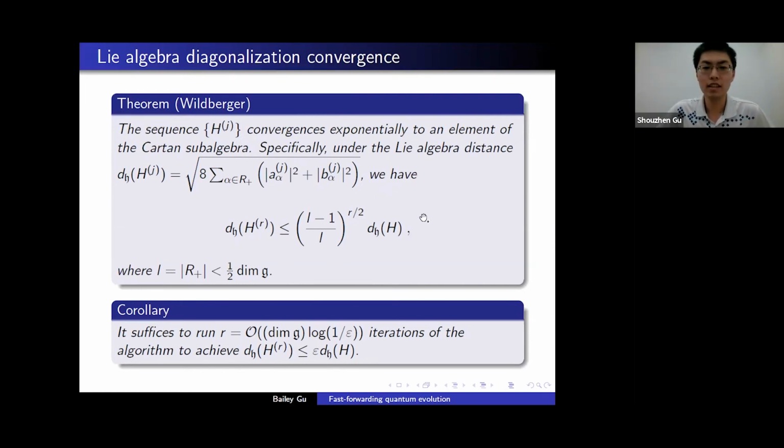If we rearrange this expression, then we can show this corollary, which means that if we want to reduce the off-diagonal norm by a factor of epsilon, then we just need to run order log epsilon number of iterations of the algorithm.